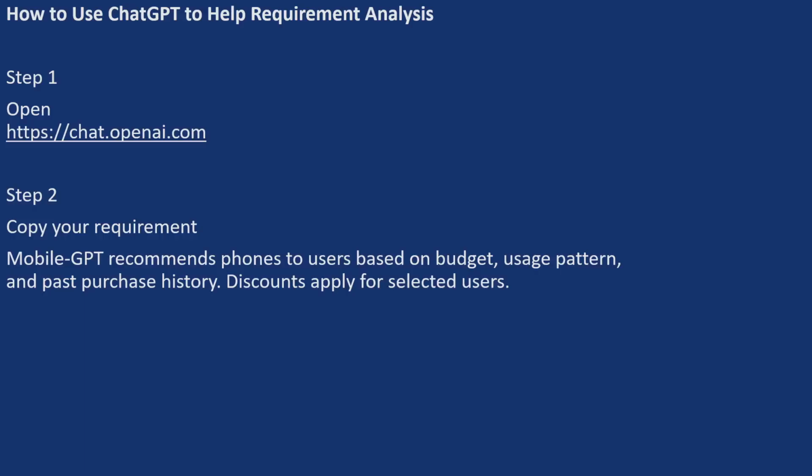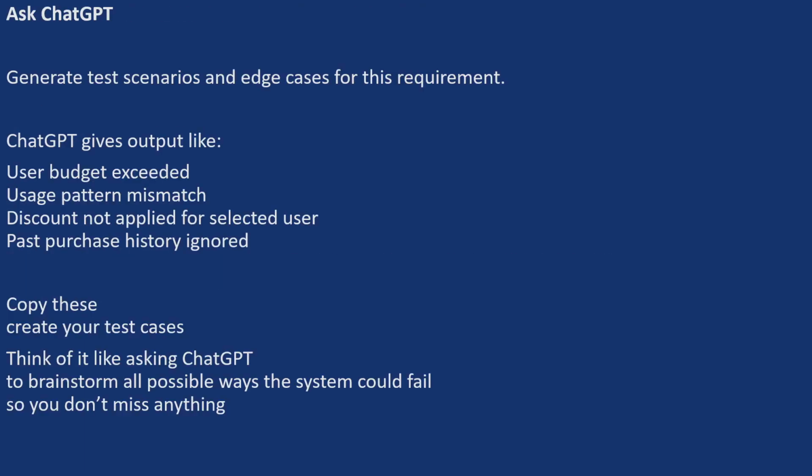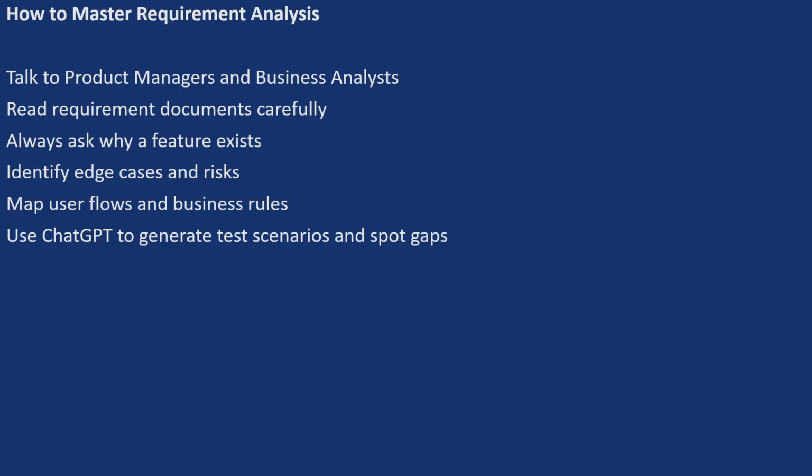Moving ahead, I just gave an example of how to master requirement analysis. You talk to product managers and business analysts, read the requirement documents carefully, always ask why a feature exists, identify edge cases and risks, map user flows and business rules, and use ChatGPT, as I've shown you, to generate test scenarios and spot the gaps.